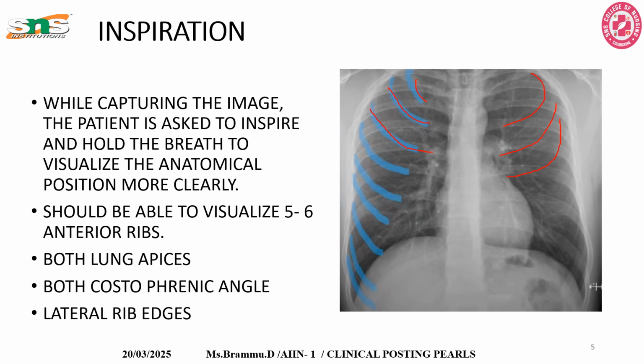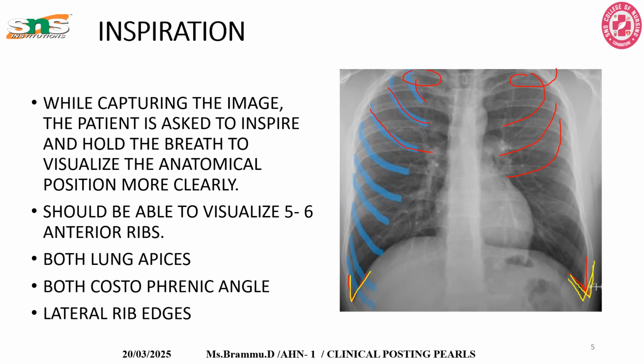And as well, you must be able to see both the lung apices on the top as well as the costophrenic angle, which is very close below. The red mark, or let's show it in another color. So this is your costophrenic angle, very close to the diaphragm and the lateral surfaces of the ribs.